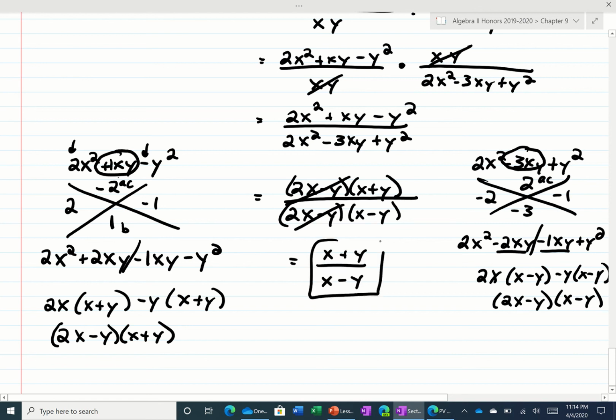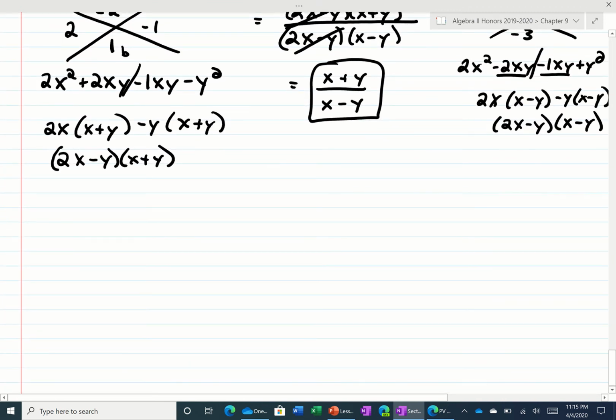So it's kind of long, but I don't really think we did hard math here. We're just factoring trinomials, which is what you probably learned how to do in 8th grade.